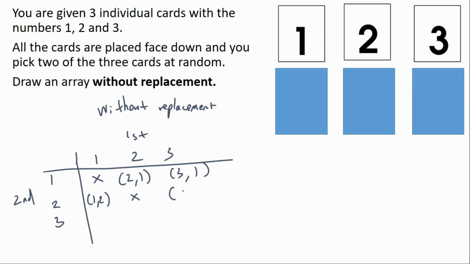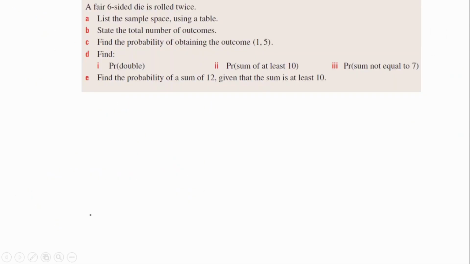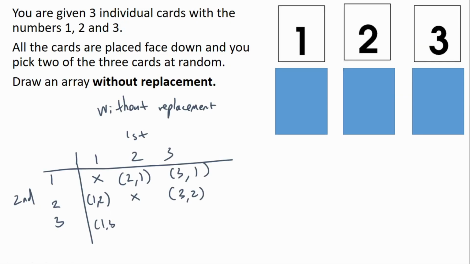And we can pick this one as well. So that'll be 3, 2. And next one, we can pick a 1 and then a 3. That is possible. I can also pick a 2 and then a 3. But I can't pick a 3 and then a 3. That's not possible. So that is what your array would look like without replacement.